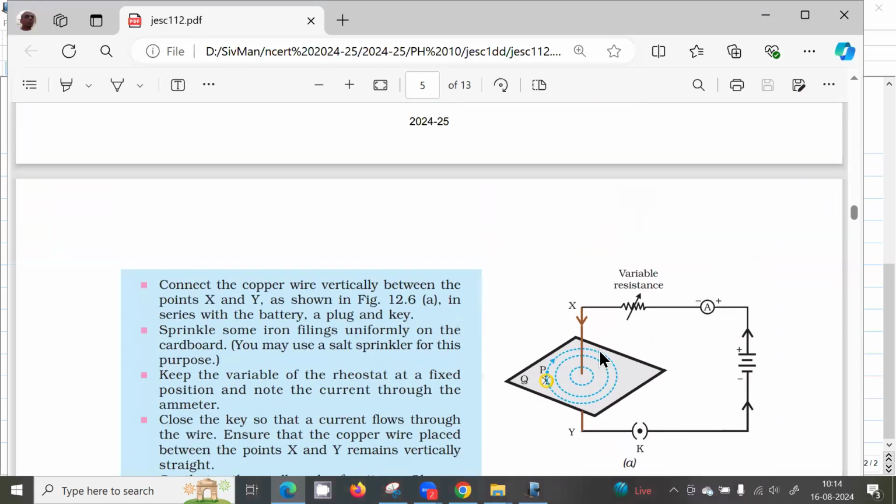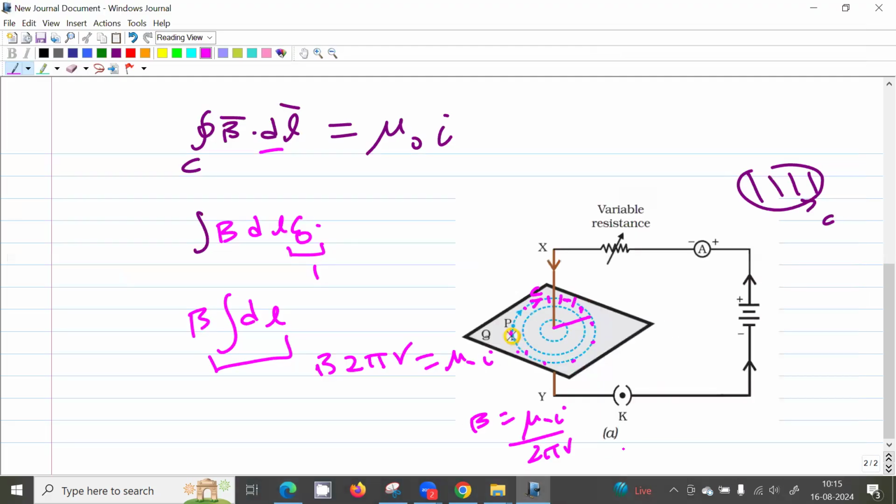So before applying Ampere's circular law, we should have prior knowledge of the direction of the magnetic field and how the magnetic field will look. After that, if you use Ampere's circular law, you will get this exact variation. That variation is 1 by r, and it is proportional to the current. This will be obtained by applying Ampere's circular law. But we should have prior knowledge of how the field lines will look.